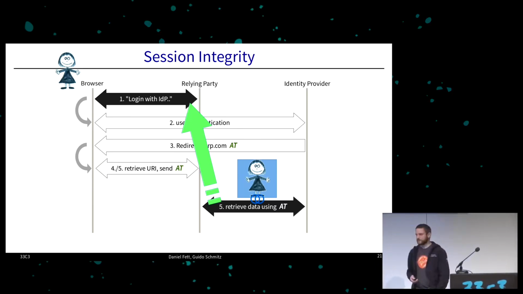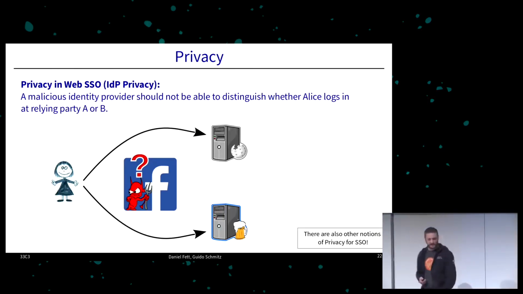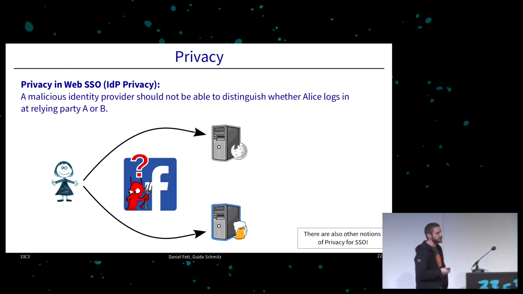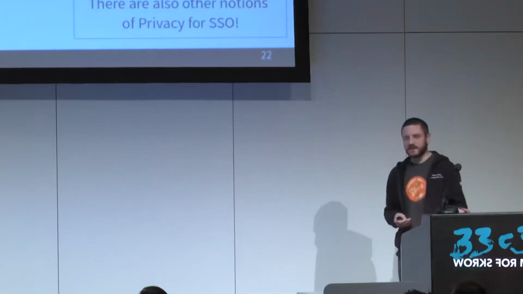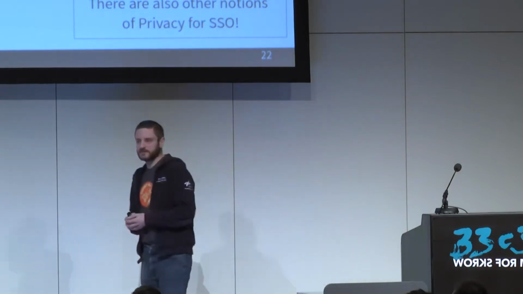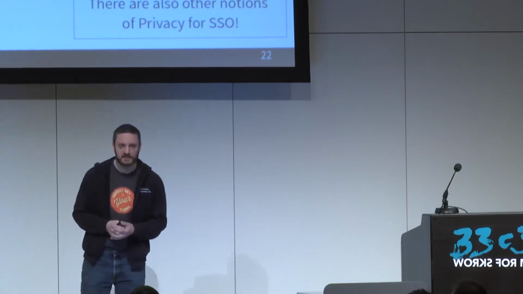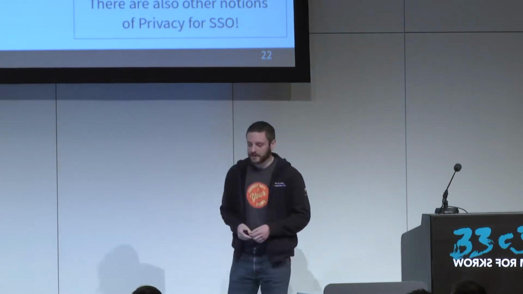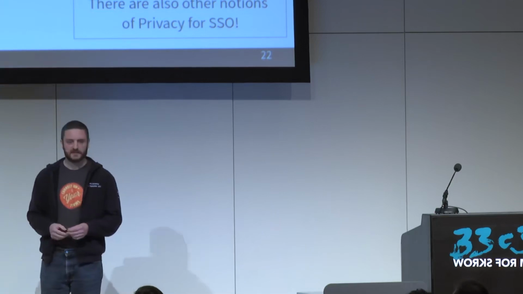This is session integrity. And a third property that we have is privacy. And privacy in this case means that a malicious identity provider should not be able to tell whether the user logs in at the relying party A or relying party B. So, for example, if OAuth would have privacy, which it doesn't, then Facebook would be unable to tell whether I log in at, say, Wikipedia or myfavoritebeer.com. There are also other notions of privacy, which we, however, will not look at in this talk.